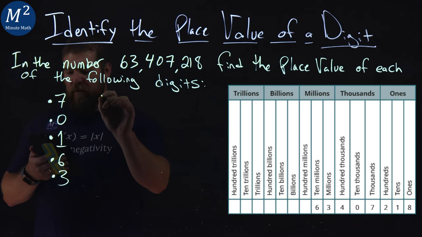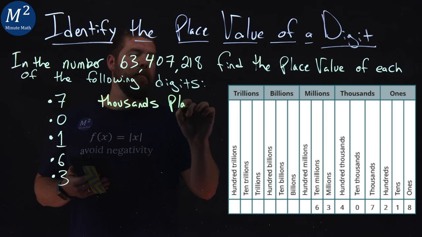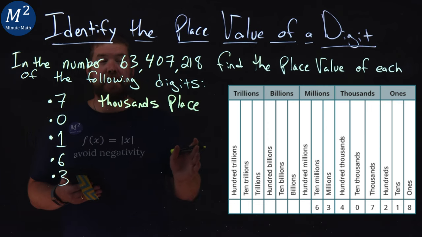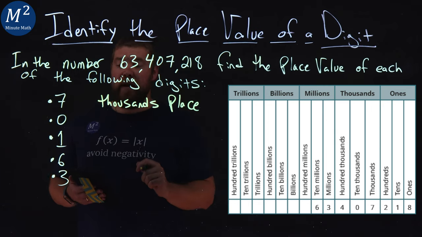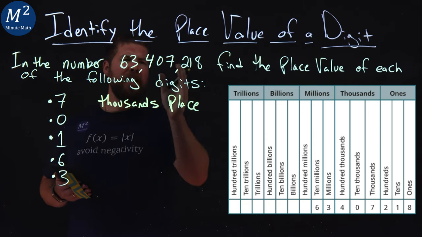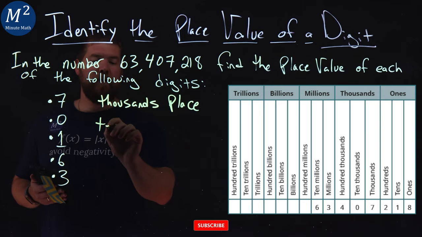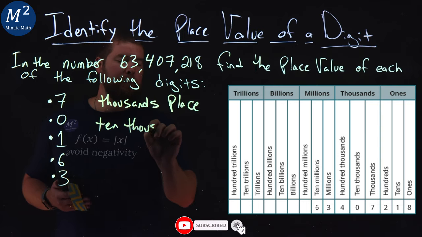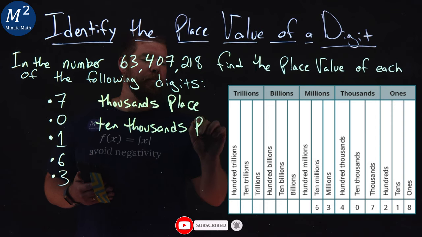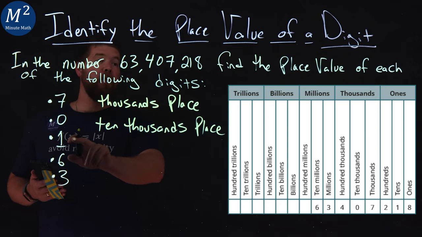So we have here the thousands place. You see where the 7 lies? Right there in the thousands place. Now what about the 0? We have the 0 here, and it's just one past the thousands place, and that is the 10,000s place. Right there.